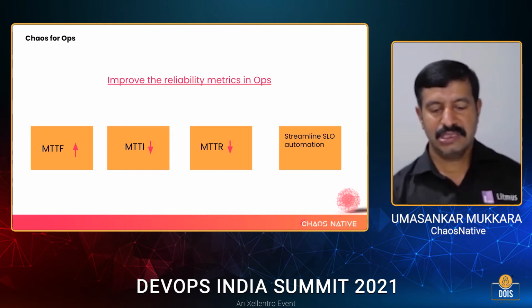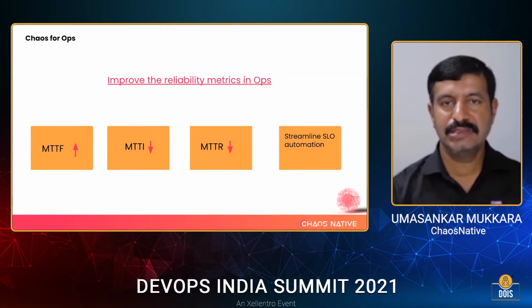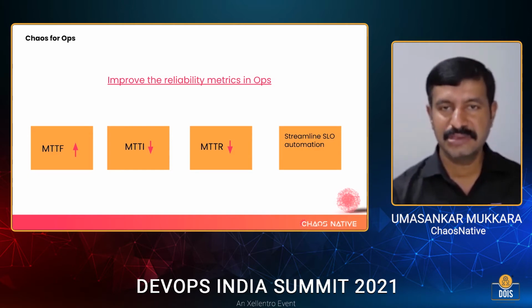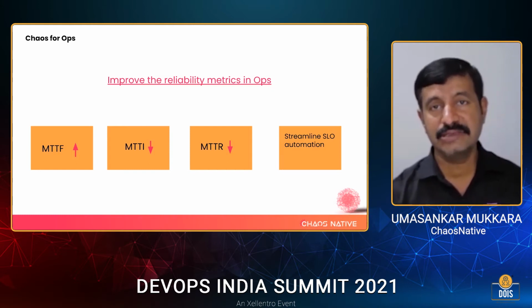So as long as we are sticking to identifying these metrics, measuring them, and then working around them, you will have a well-engineered chaos engineering practice, and that will start giving some results very quickly. But over a period of time, it's going to give increased speed in terms of the result, right? So that's really chaos for ops.